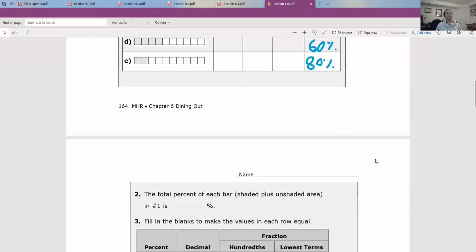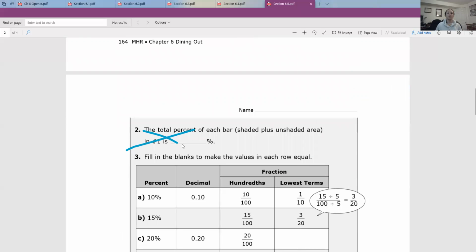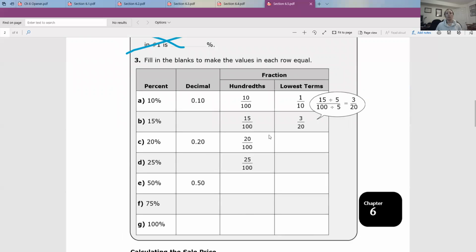Okay, the skills practice that I really want you to look at is the one on number 3, so don't worry about number 2. What I really want you to worry about is number 3. We did this earlier in the year for our very first unit. We are again turning percents into decimals, into fractions, and then reduced terms. So you should be familiar with this.